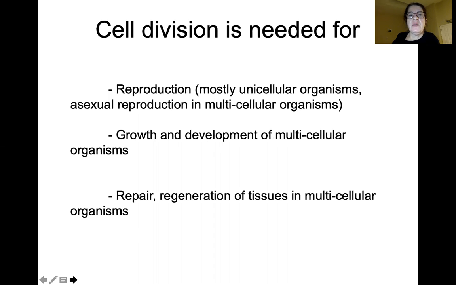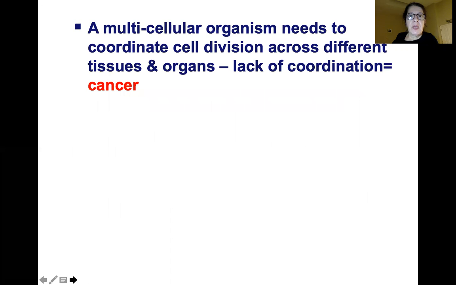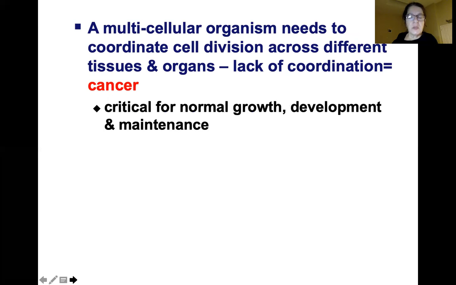Cell division is needed for reproduction, and this is true mostly for single celled organisms, except some multicellular organisms reproduce asexually. It is also needed for growth and development of multicellular organisms. And of course, it's needed for repair and regeneration of tissues in multicellular organisms. Multicellular organisms need to coordinate cell division across different tissues and organs because if they don't, the result is usually cancer. So, this is critical for normal growth and development and for maintenance.